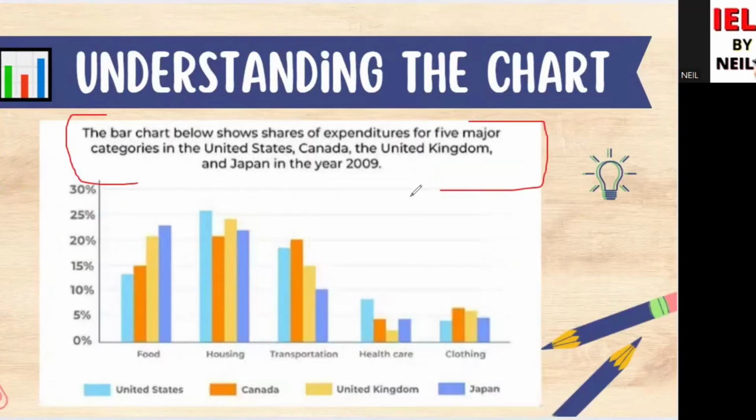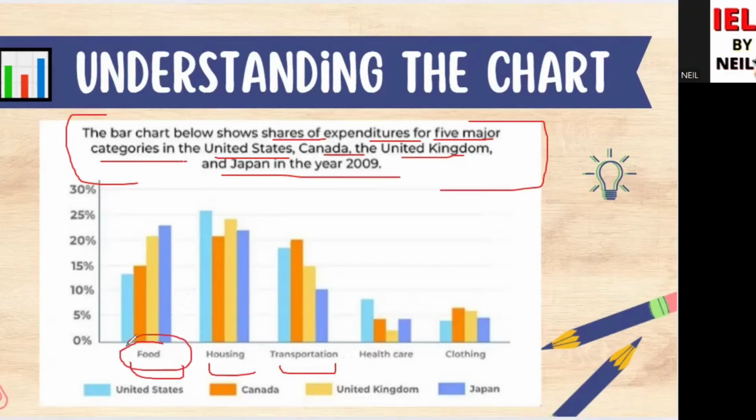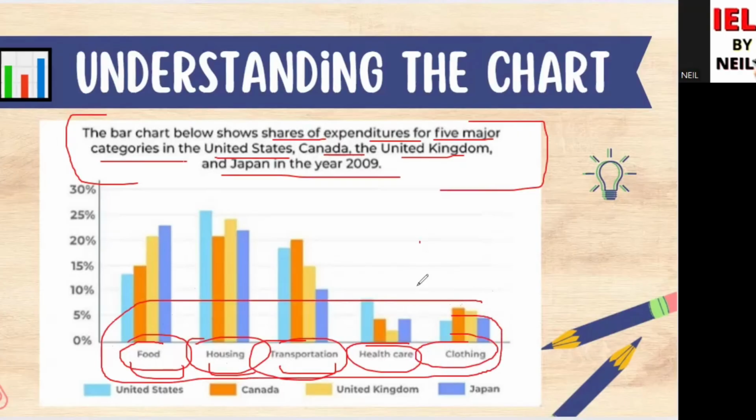So this is the bar graph. We are given some information here. It says the bar chart below shows shares of expenditures for 5 major categories in the United States, Canada, United Kingdom, and Japan in the year 2009. So some information is given to us related to the expenditure, or the money spent, on food, housing, transportation, healthcare, and clothing. So all these 5 categories, the amount spent on these 5 categories in these 4 countries.